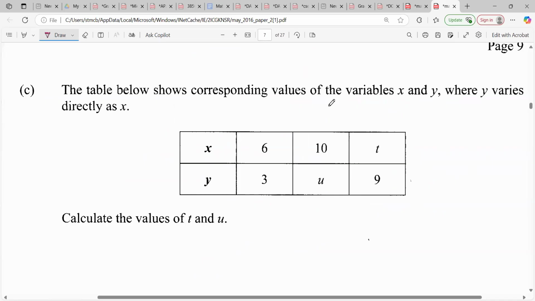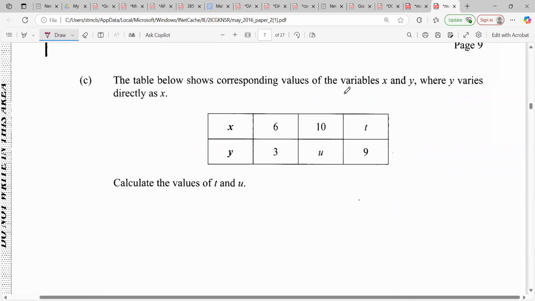Alright, we try that one here next. The table below shows the corresponding values of the variables x and y, where y varies directly to x. Calculate the values of u and t. Try that one.